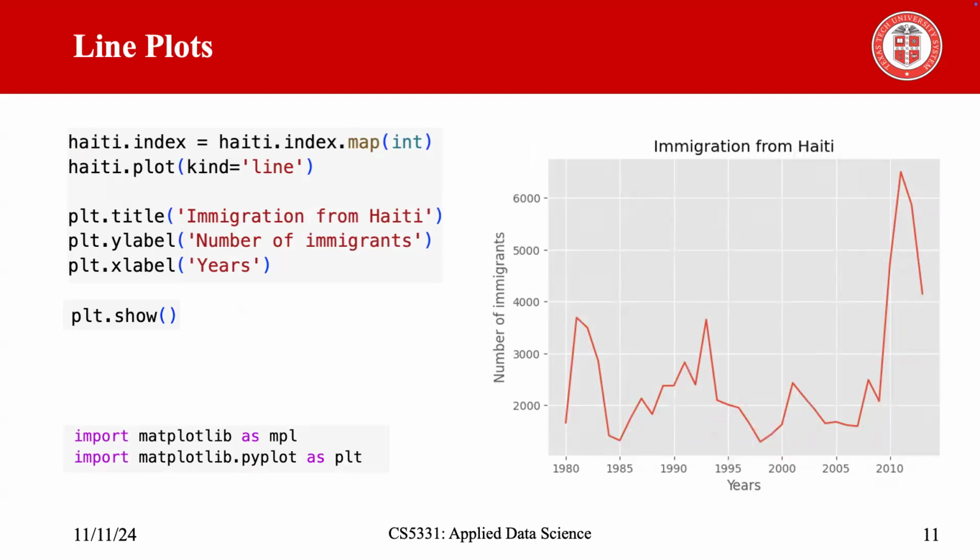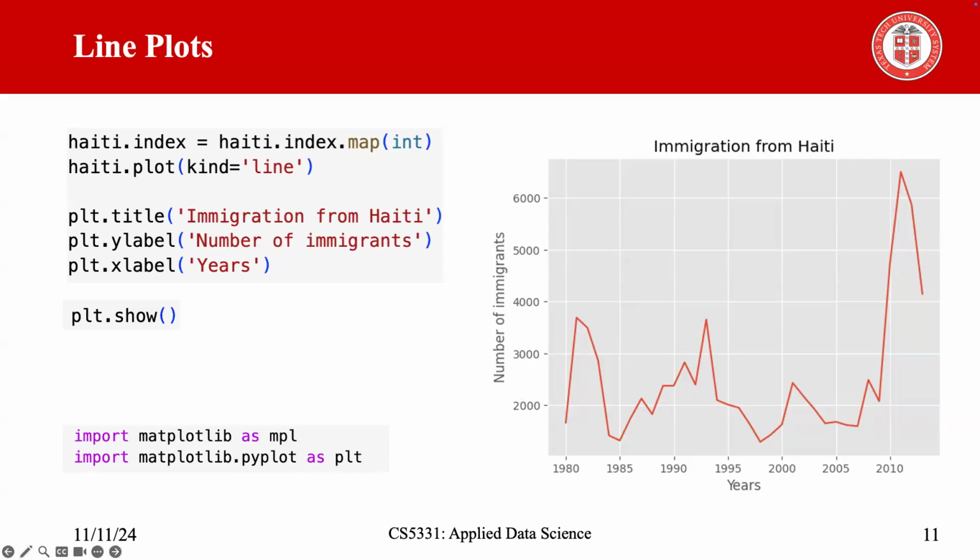So we can use the plot functions from matplotlib to add the title, the x label, or the y label for our figure. We add the title as immigration from Haiti, the y label as number of immigrants, and the x label as years. So we will have labels for each axis, and then we show the result. This time we will have a better figure.